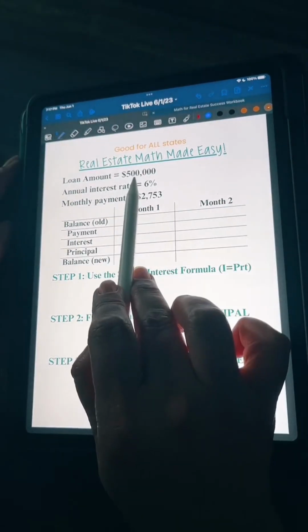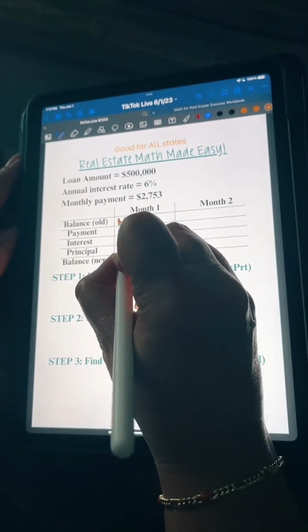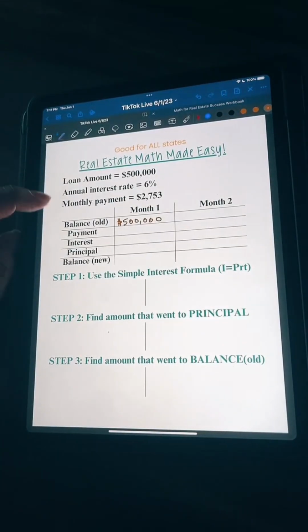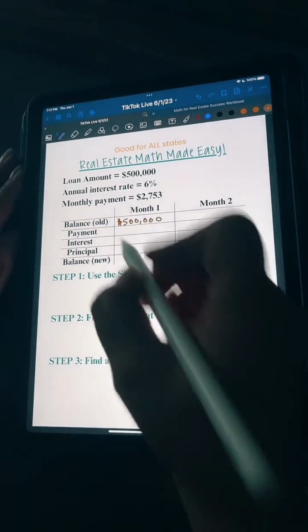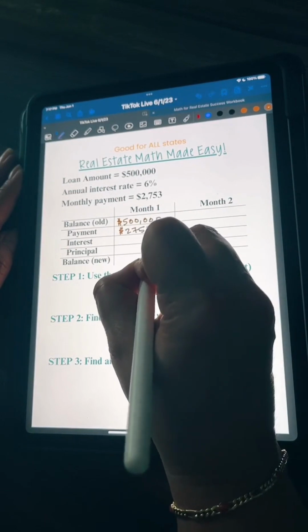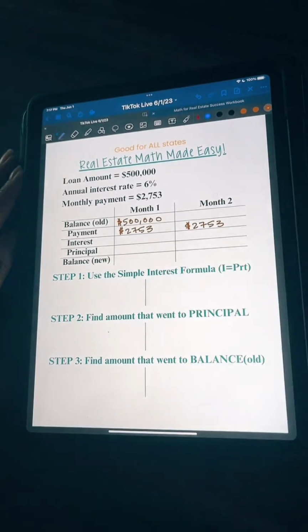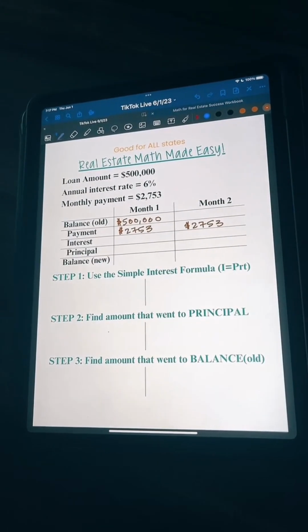I know that the loan amount is $500,000, so I'm going to start with that. That's my starting balance for month one, $500,000. The annual interest I'll use in step one, so I'm not going to need that right now. Then my monthly payment is $2,753, and that's every month, so I'm going to put $2,753 here as well. Now that's all I could fit into my chart.